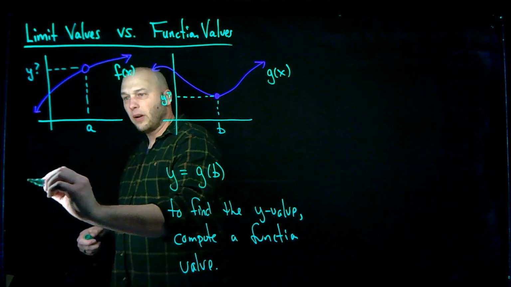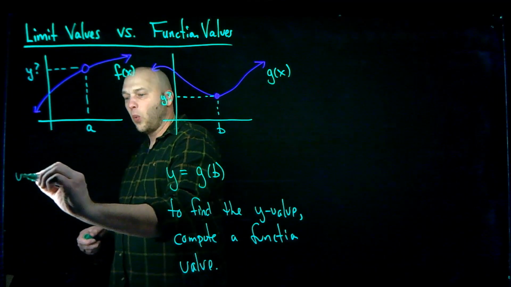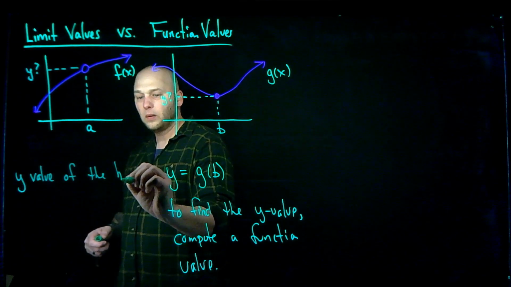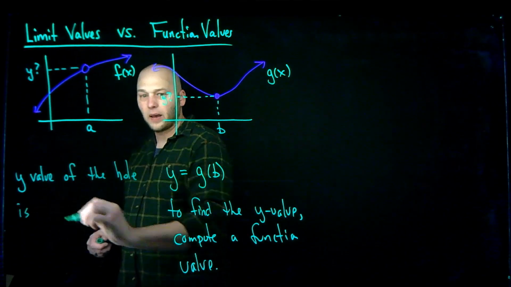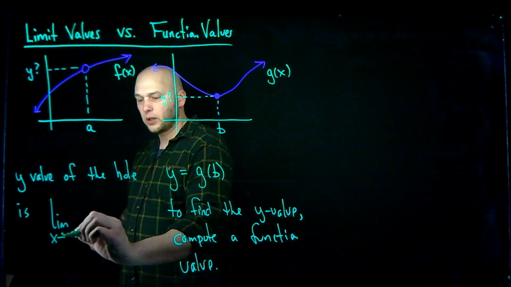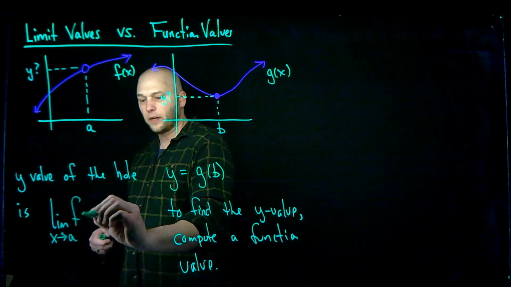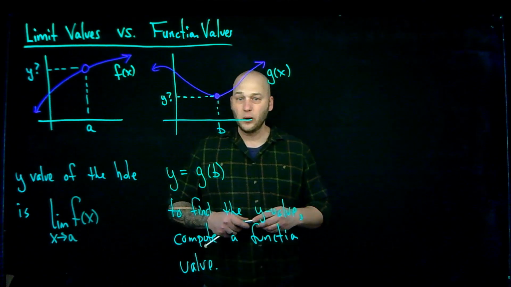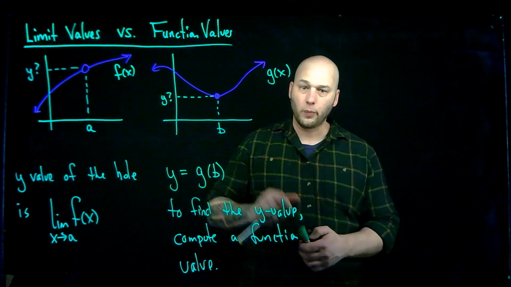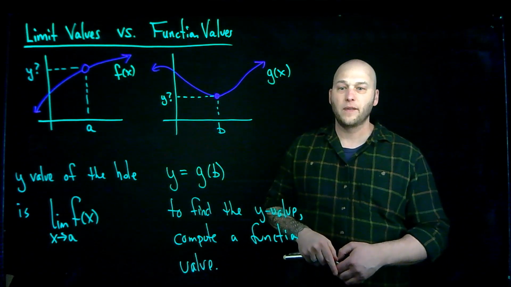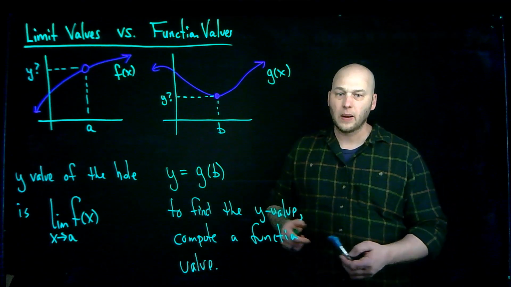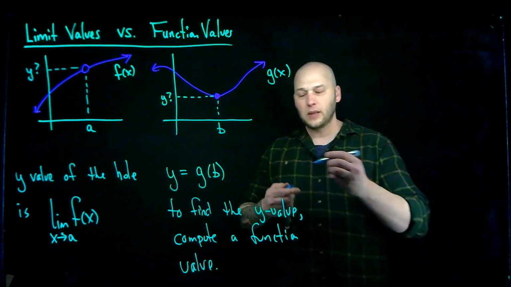So I don't want to write y equals, I'm going to say the y value of the hole is given by the following. We compute the limit as x approaches a of f of x. Okay, so y values of a hole can be found by computing a limit. The y value corresponding to an actual point on the graph is found by computing a function value. Now, also when we talk about limits, we talk about left-hand limits and right-hand limits. So let me take a look at another graph.